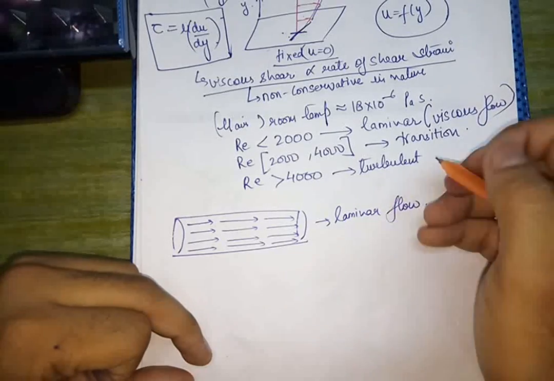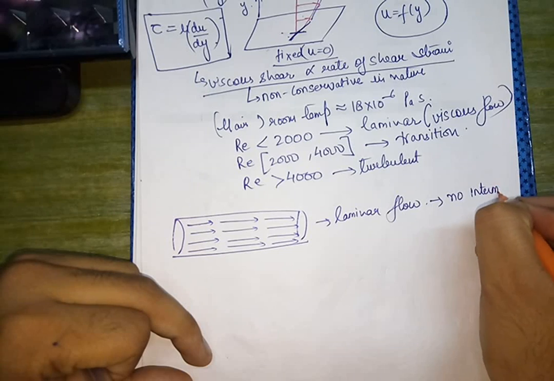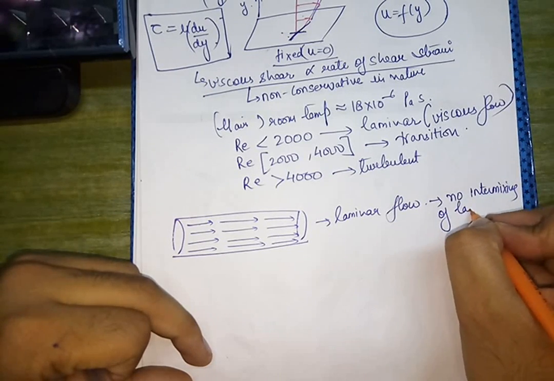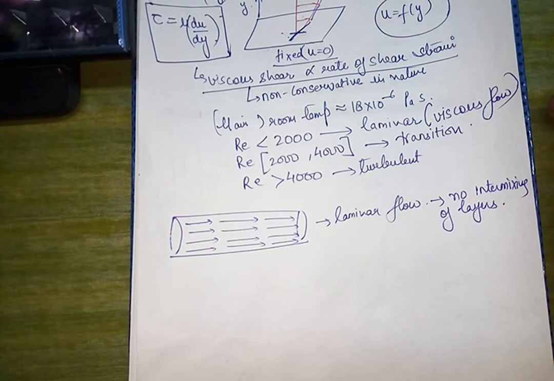And in case of the laminar flow, there is no intermixing of the fluid particles. There is no intermixing of the layers of the fluid.